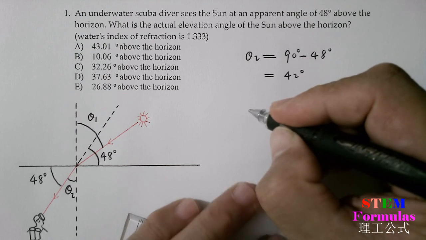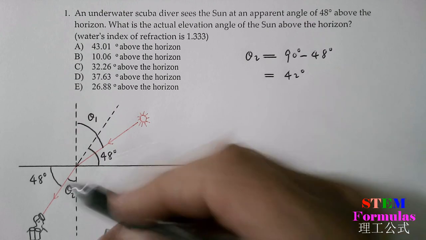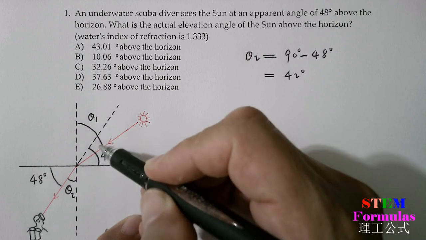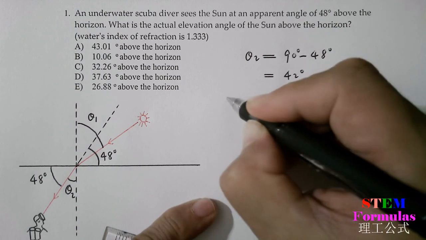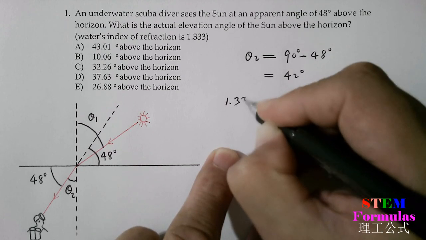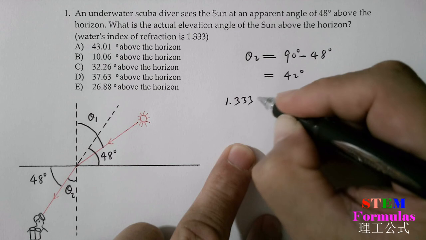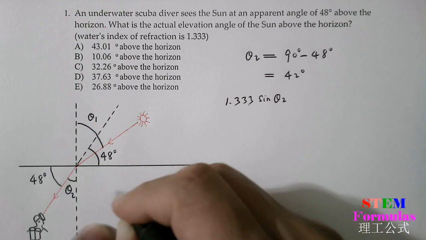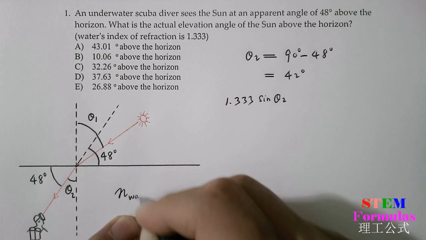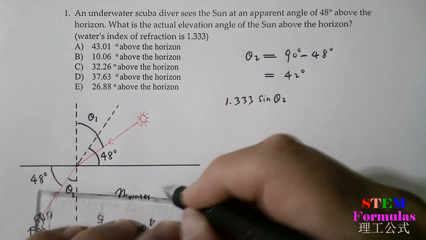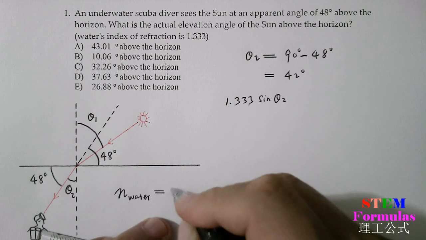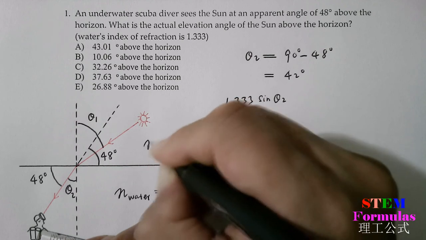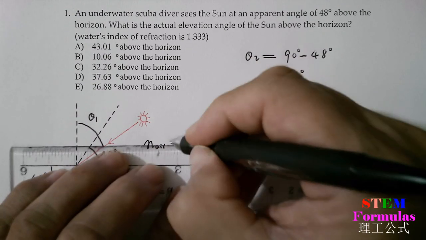So Snell's law applies to theta 2 and theta 1. So I have 1.333 sine theta 2. So here's n water. N water equals 1.333. Here's n air equal to 1.